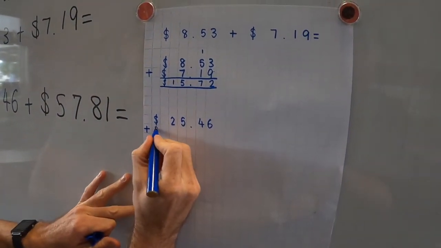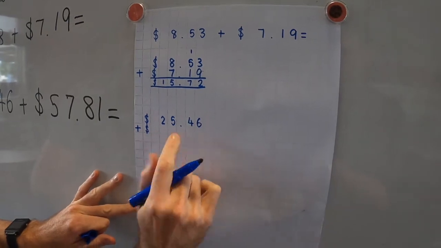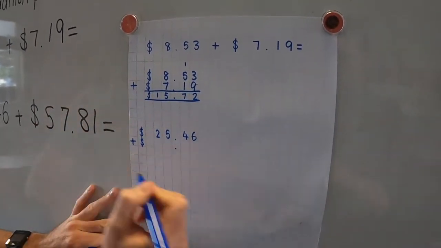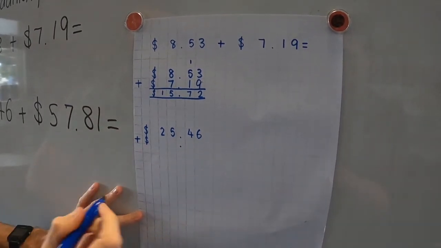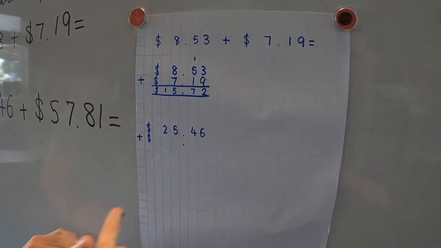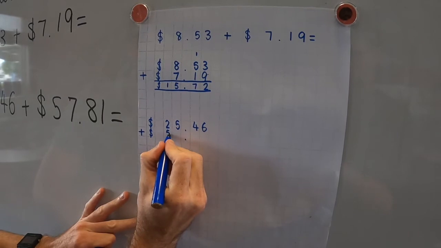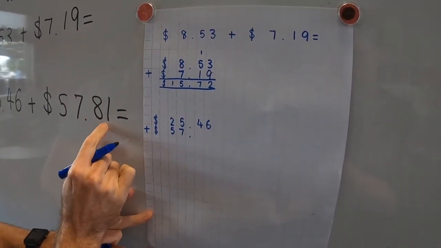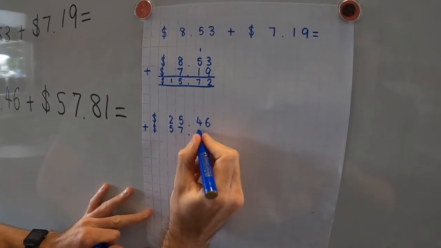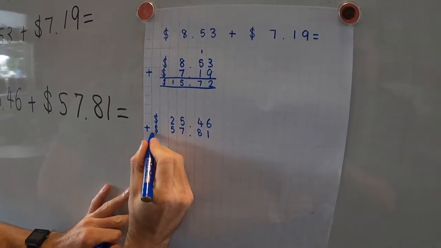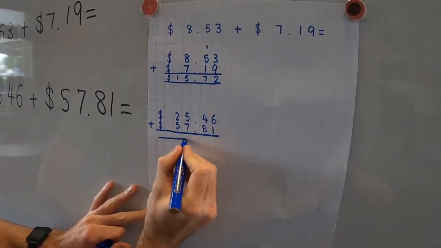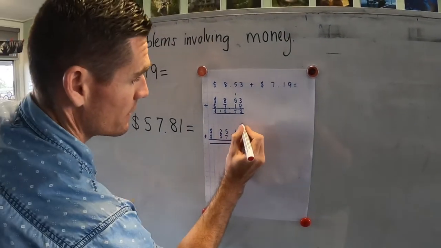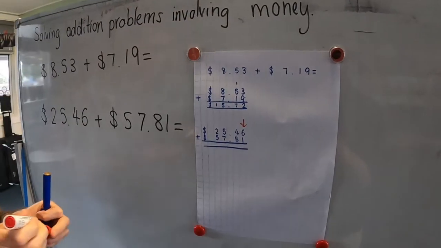I come over and put my operation sign, which is plus. Then I put my dollar sign underneath. I can also jump ahead and put in my decimal point here, and then I fill in my numbers in the place value columns where they go. I know I have 57, so I need to put 5 in the tens column. I have 7 here in the ones column. Now I have my cents, so I've got 8 and 1. I put my equal sign in.